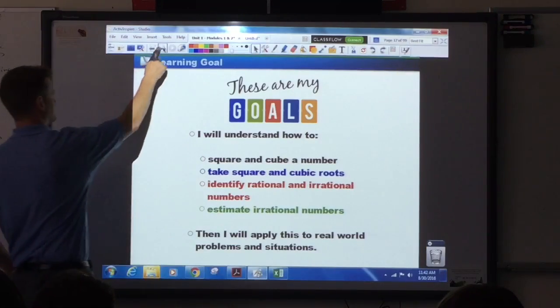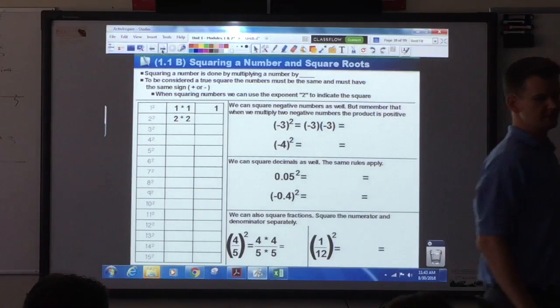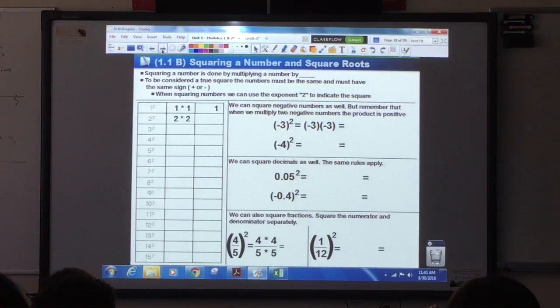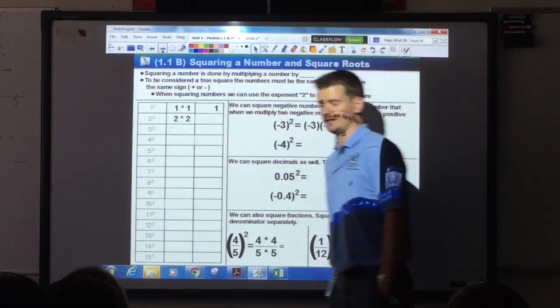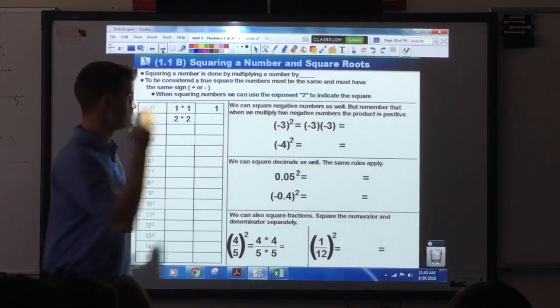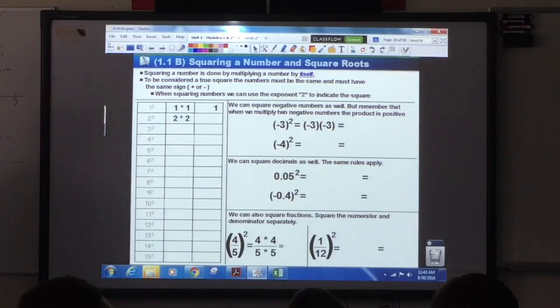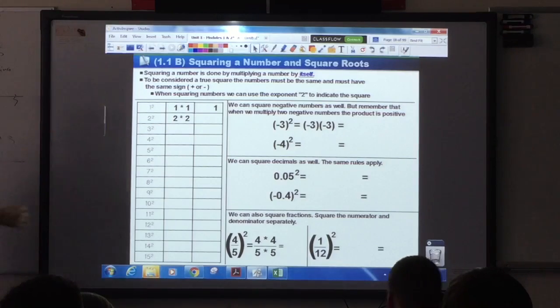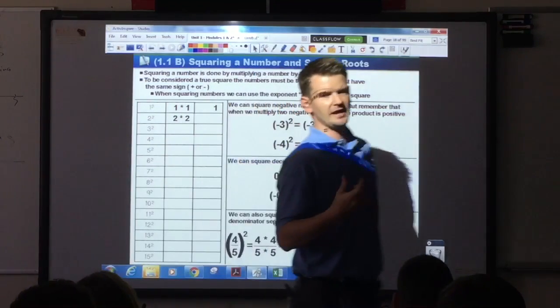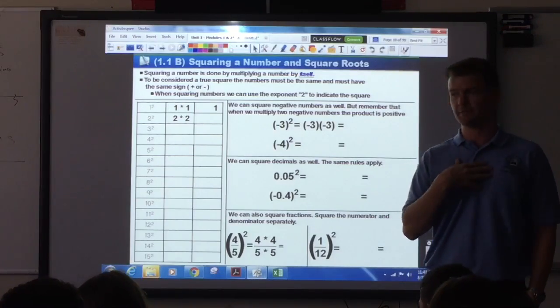Okay, so we're going to start with square. You've probably seen this before, just in case you forgot. Squaring a number is done by multiplying a number by itself. Now be careful. When I say by itself, I don't mean you're going to multiply a positive 4 and a negative 4. Yes, they're both 4, but they're very different. Positive 4 and negative 4 are not the same number.